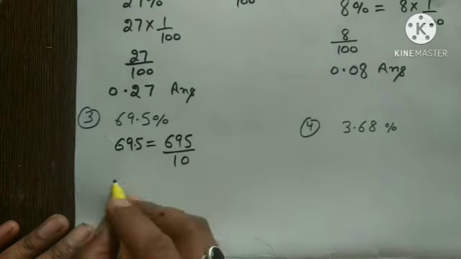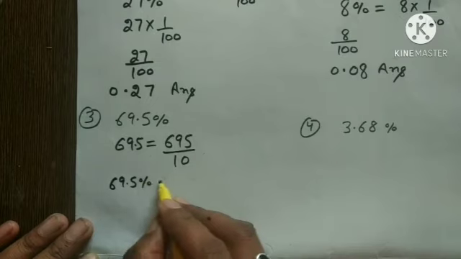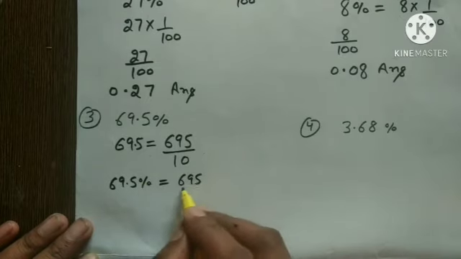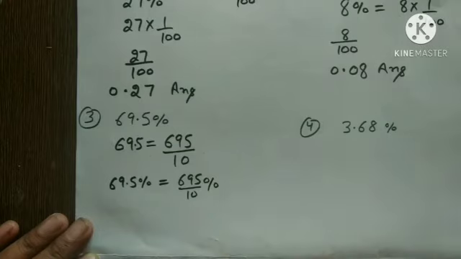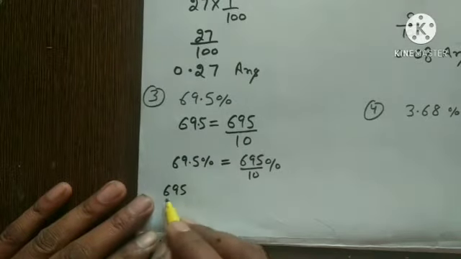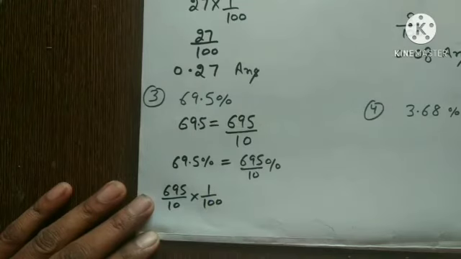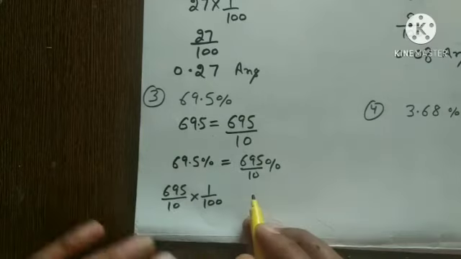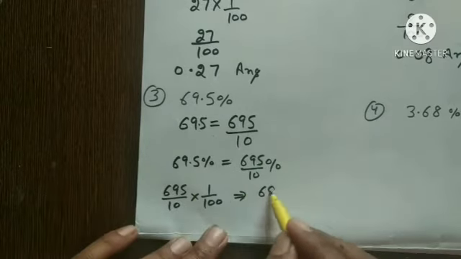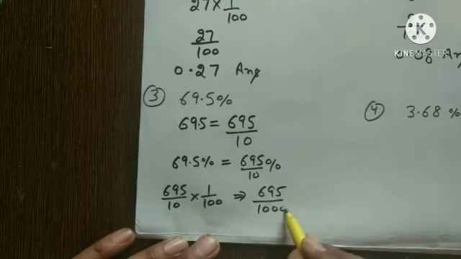Now you see 69.5% can be written as 695 over 10%, right? Because the question was this. Now what is the meaning of percentage? The meaning of percentage is a fraction with numerator 1 and denominator 100. So 695 multiply with 1, so it implies 695, and 10 multiply 100, that is 1000.